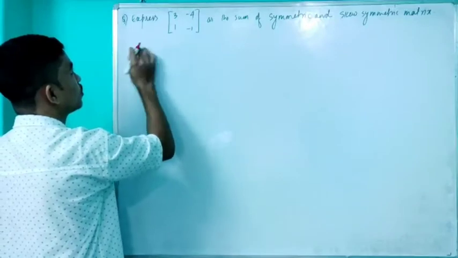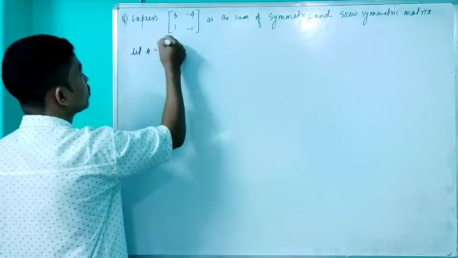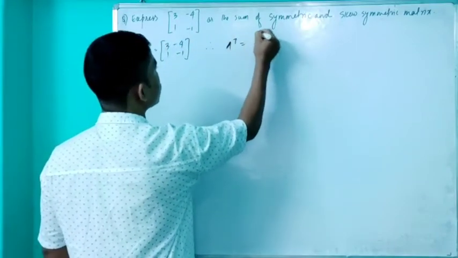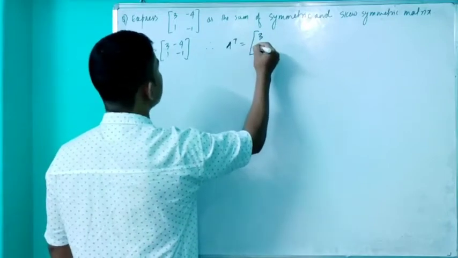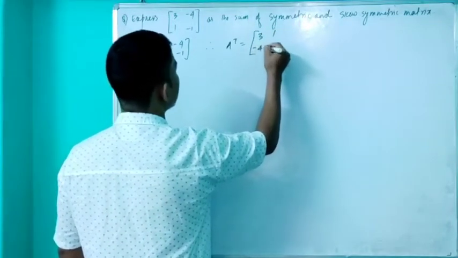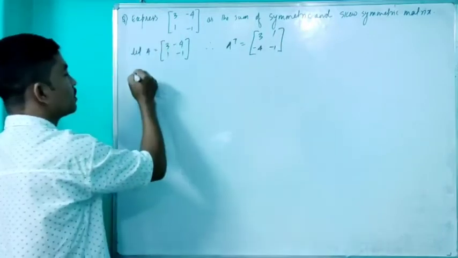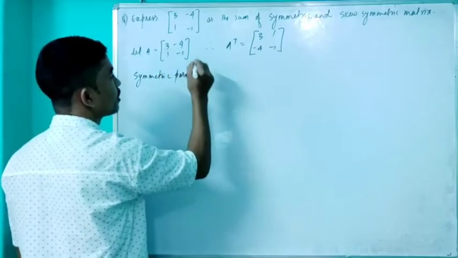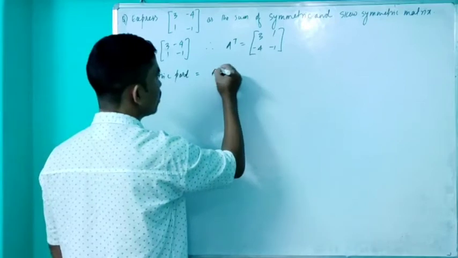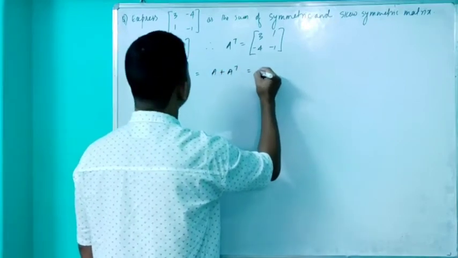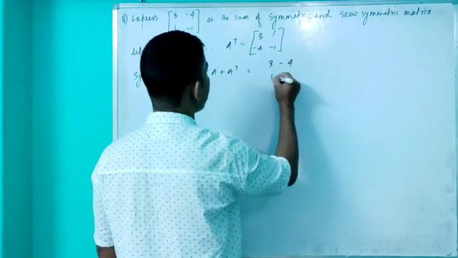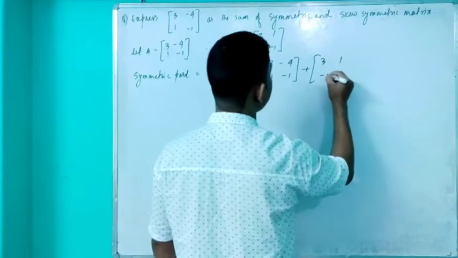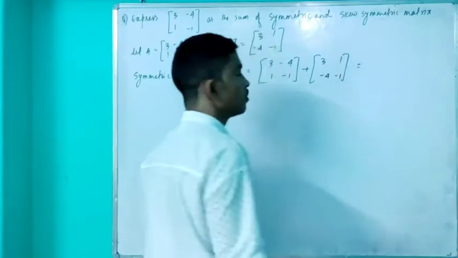So let A equal [3, -4; 1, -1]. Therefore A transpose will be, simply interchanging the rows and columns, [3, 1; -4, -1]. Okay, so after this I find the symmetric part. The symmetric part of the matrix will simply be A plus A transpose, which will be equal to [3, -4; 1, -1] plus [3, 1; -4, -1].